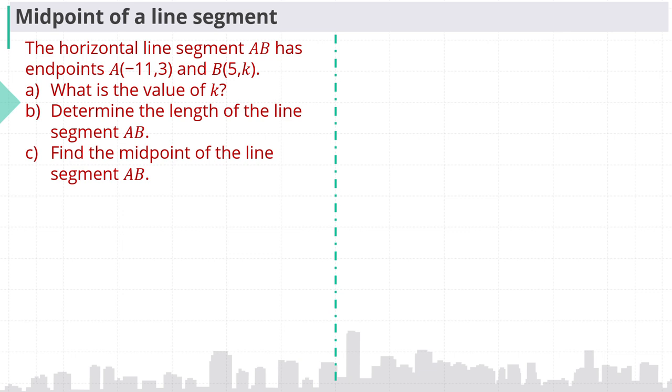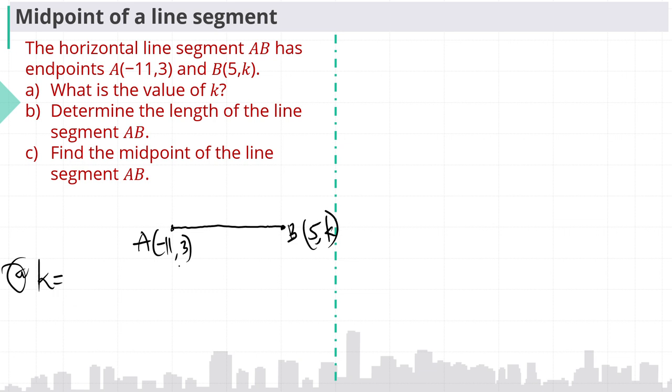The horizontal line segment AB has endpoints A and B. We are dealing with a horizontal line. What is the value of K? That's question A.